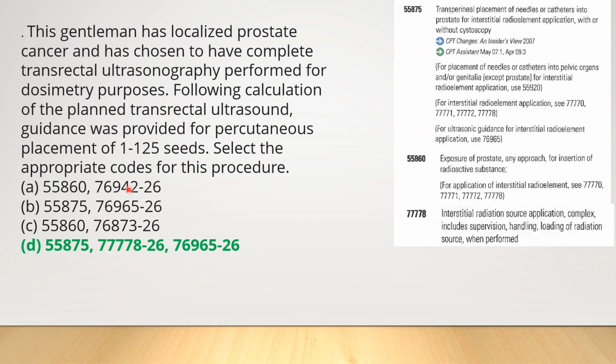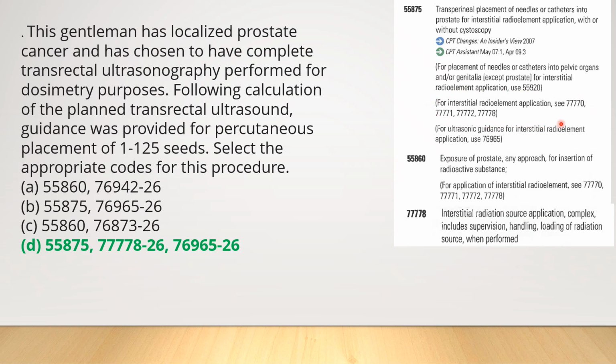And remember, whenever we have multiple codes, if one code is wrong, then that answer is wrong. Now in between B and D. If you see 55875, it is transperineal placement of the needle or the catheter into the prostate for the interstitial radio element application with or without therapy. So we will require this code, but it talks about only the needle and catheter placement. Now we have to talk about the seed placement also, because that has also happened and we have to code for the procedure. So here they have given for the interstitial radio element application. So for the placement of the seed, we will have to go to this code.